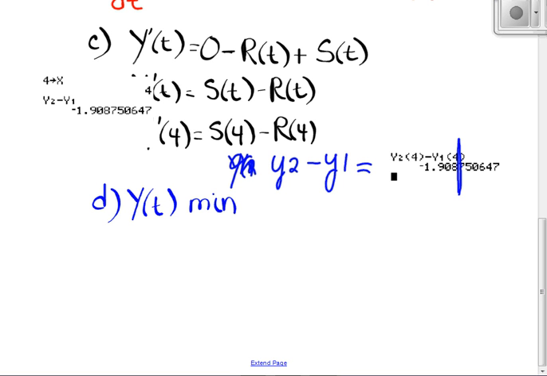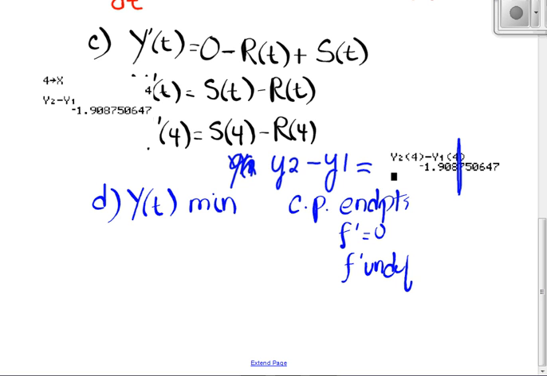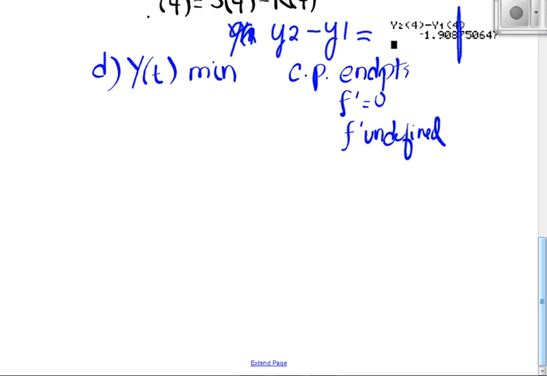Okay. Now, how do you know where minimum values occur? Artavan, where are the critical points? The endpoints, where F prime is 0, and where F prime is undefined. Honestly, I don't see many of those in these problems because they're real problems. So I want the derivative to be 0, so I'm going to take y of t and find where the derivative is 0. Did I do that already? No, I don't think I did.